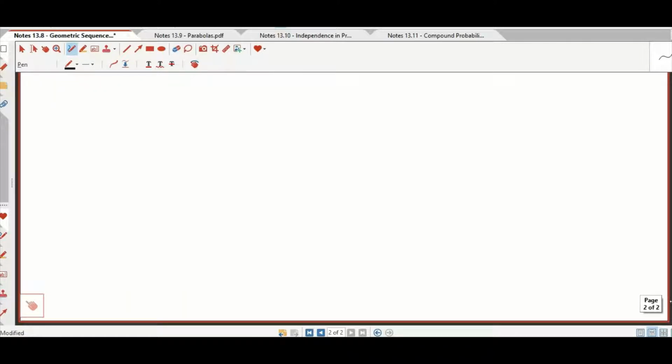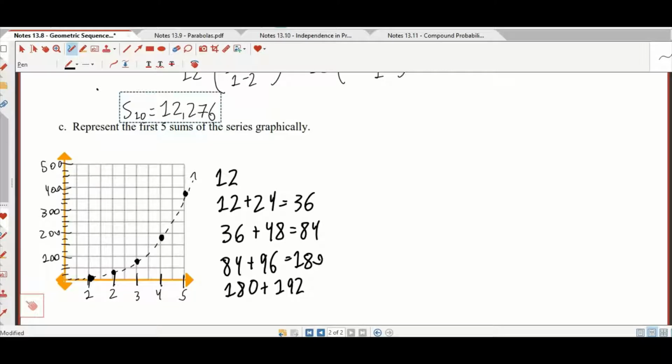Okay. There's your geometric sequences. I hope you learned a whole bunch, or maybe a lot of it was a review. If so, that's great. If you have any questions, send a message to your instructor.